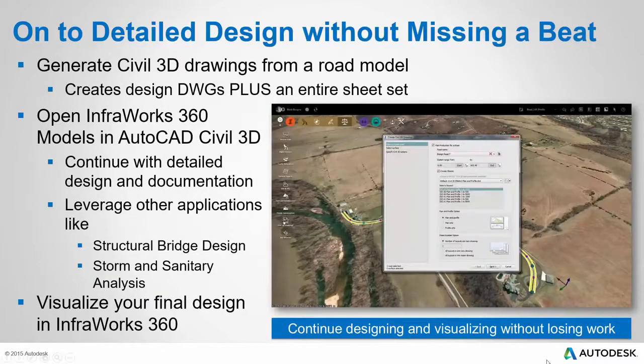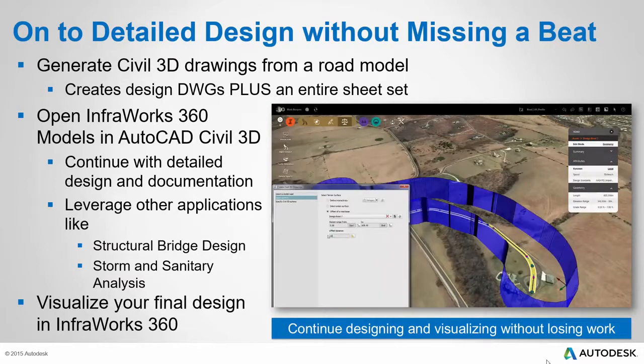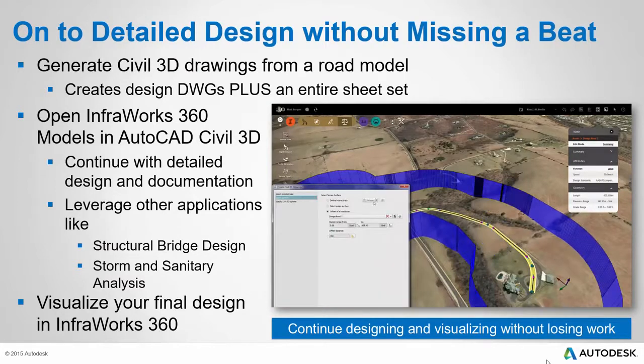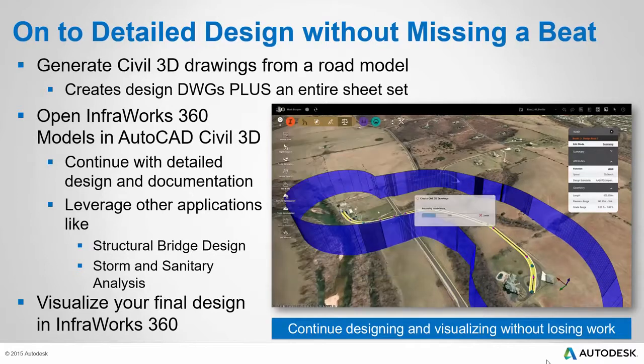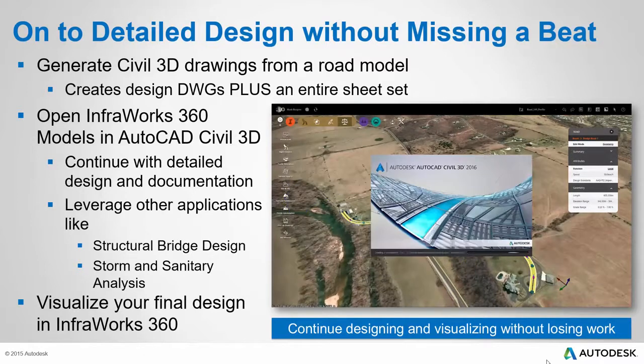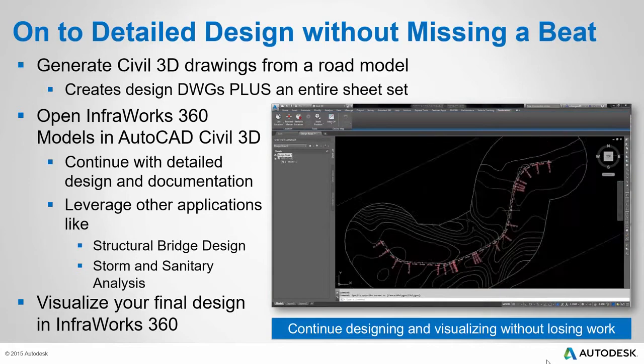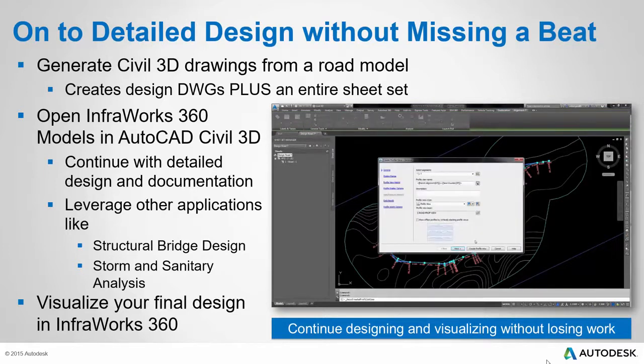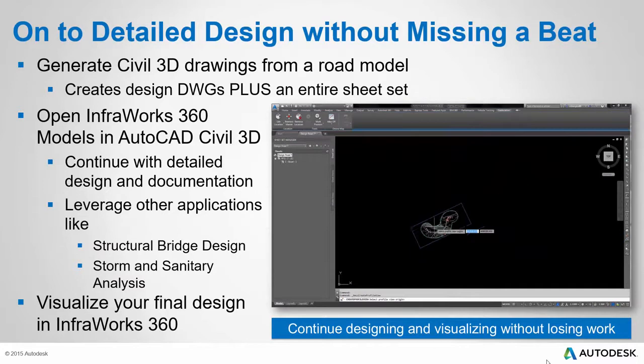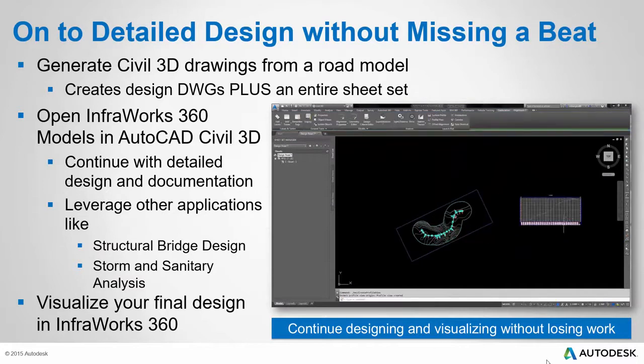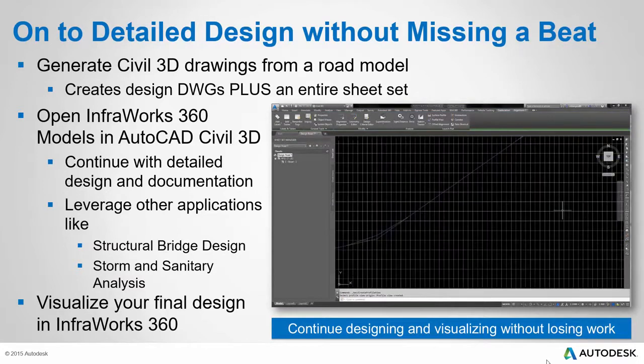One of the most powerful capabilities of InfraWorks 360 is its ability to integrate with Civil 3D and other products. This lets you go on to detailed design without missing a beat. What we mean is that you can generate Civil 3D drawings from a road model using one command, and this will create design DWGs plus an entire sheet set. And from here you can continue with your detailed road design and documentation.